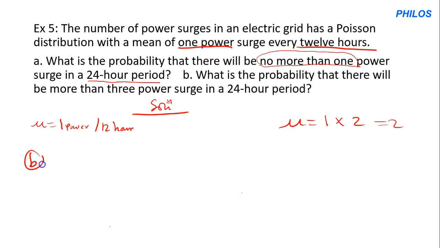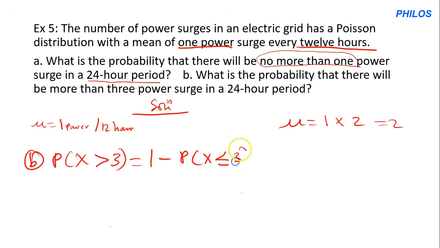So let's look at question B. Question B says, what is the probability that there will be more than 3 power surges in a 24-hour period? More than 3 means x is greater than 3. So that means 4, 5, 6, 7, 8, 9, 10 going on, but we can't solve that, so we're going to use the other method. So that will be 1 minus. What is the opposite of greater than? It should be x less than or equal to 3. The opposite of greater than is less than or equal to.